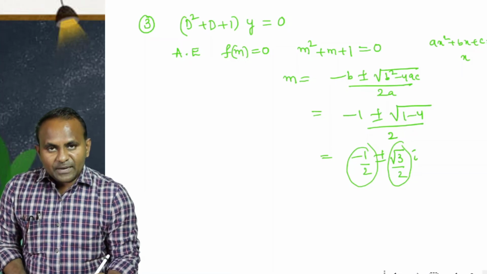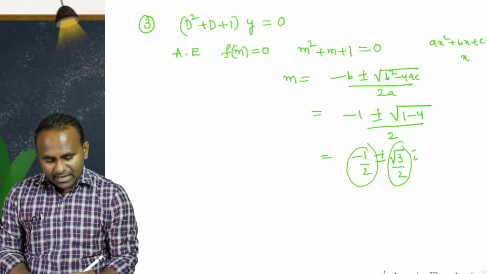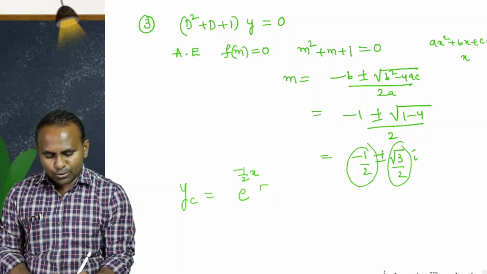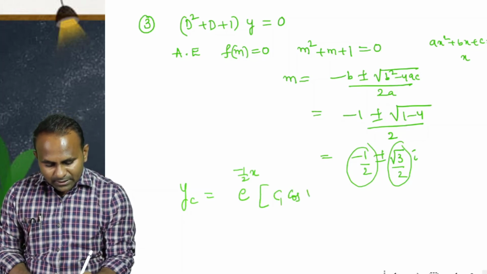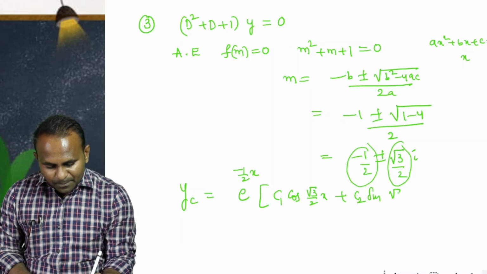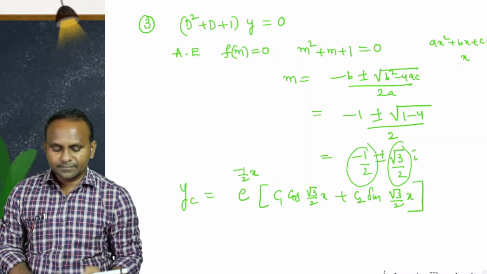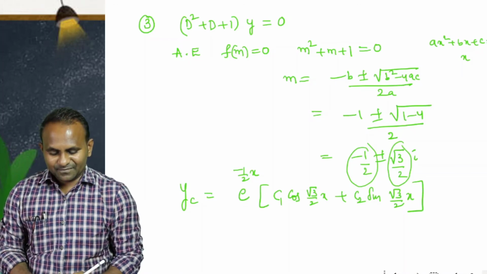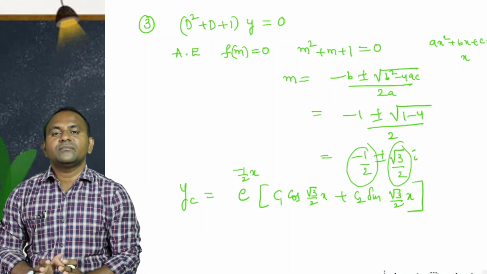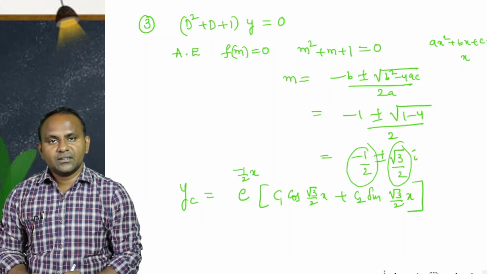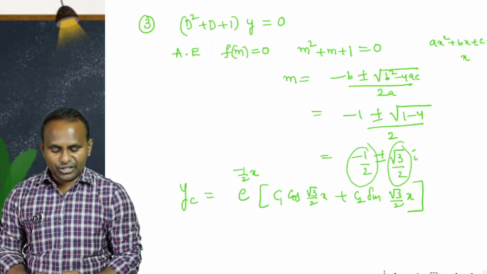According to these complex roots, which are of the form alpha plus or minus i beta, your complementary function yc can be e to the power of the real part times x, multiplied by c1 cos of the imaginary part times x plus c2 sin of the imaginary part times x. This is how we write the complementary function for complex roots. These examples are more than enough for this session on the complementary function. Thank you.